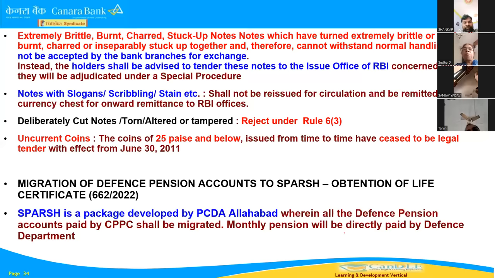Then uncurrent coins. What are uncurrent coins? The coins of 20 paisa and below are called uncurrent coins. Presently they are ceased. They do not have legal tender status.